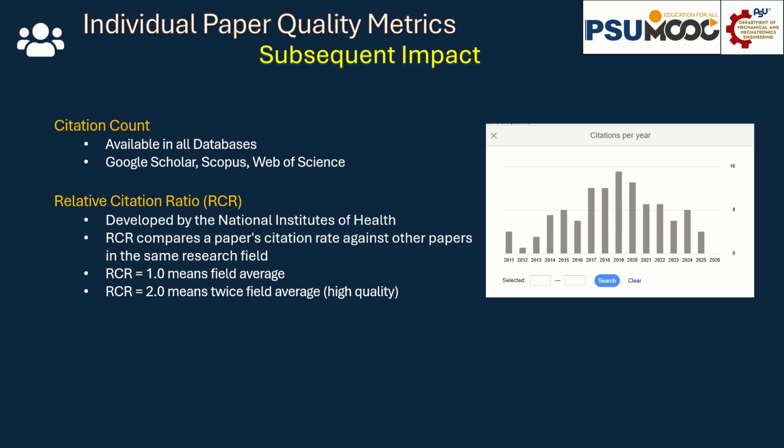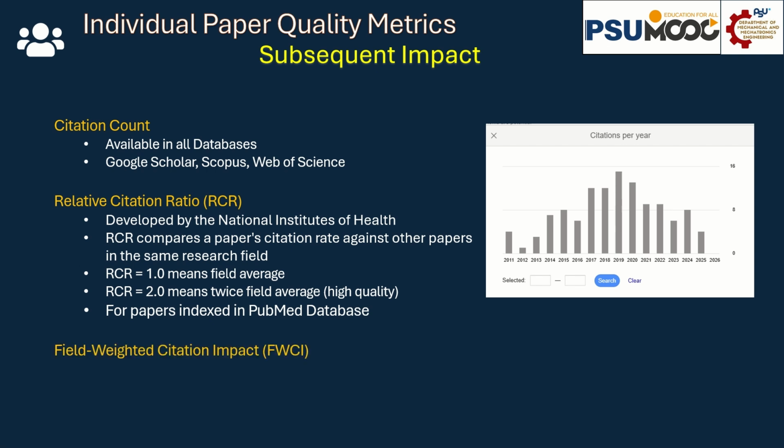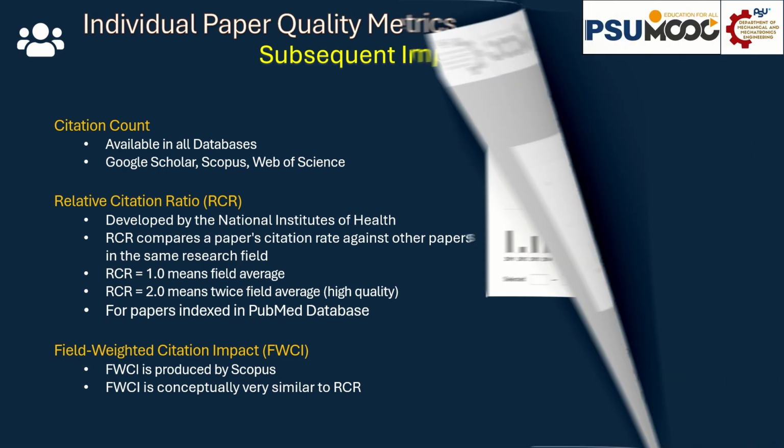Note that the RCR is specifically tailored for papers indexed in the PubMed database. For a broader interdisciplinary alternative, we turn to the Field-Weighted Citation Impact, FWCI. This is produced by Elsevier for the Scopus database. The FWCI is conceptually almost identical to the RCR.